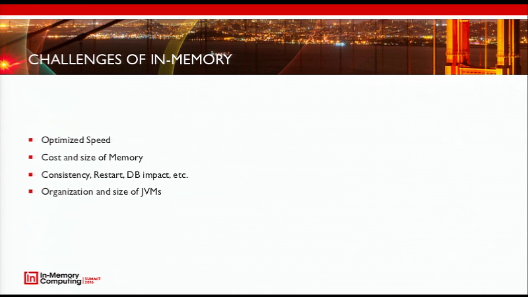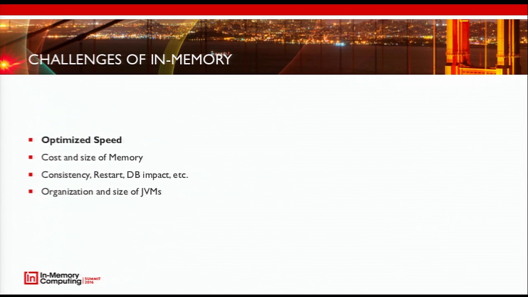How do we get the optimum speed? What about costs? We said we have terabytes in the memory. How can you get that? Isn't that very expensive? And are there so big memories available today? What about consistency? How do I ensure that the data I have is really reflected in a consistent way in my cache? How do I restart? What's the impact of the database, etc.? And if we solve all that, how am I going to organize my JVMs? Do I want one big JVM, or 10,000 small JVMs, or something in between? What are the parameters? So these are the things I'm going to talk about.